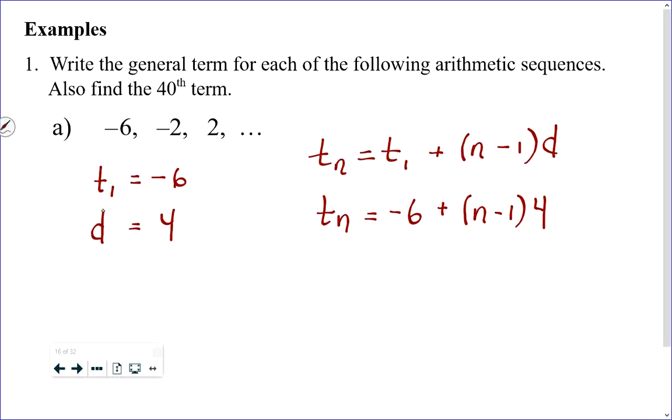Now, by the way, right now, if you wanted to find the 40th term, you could do it. You'd take negative 6 and you'd add 39 times 4. Because when you put 40 right here, 40 minus 1 is 39. But we're still expected to simplify the expression and get a final answer for the equation for the general term in simplified expanded form. So we have to multiply this 4 through that binomial.